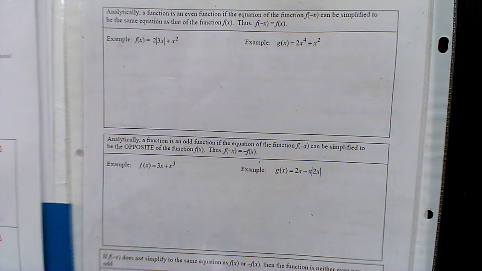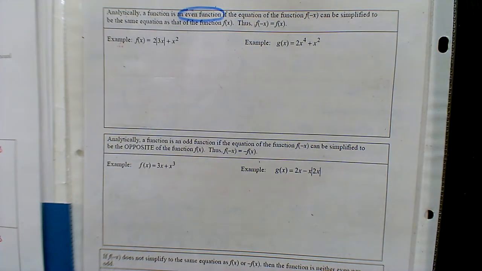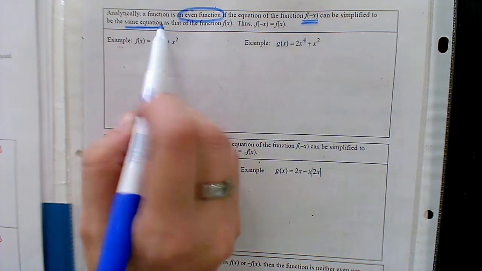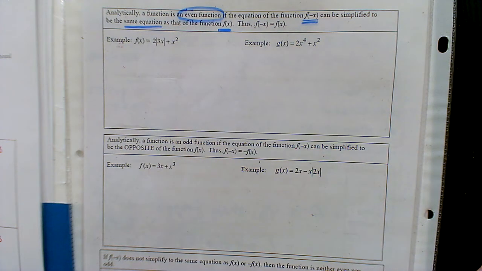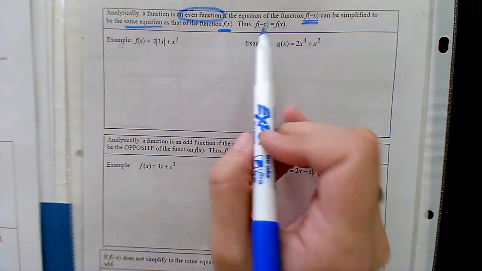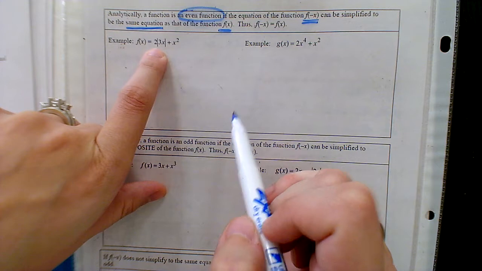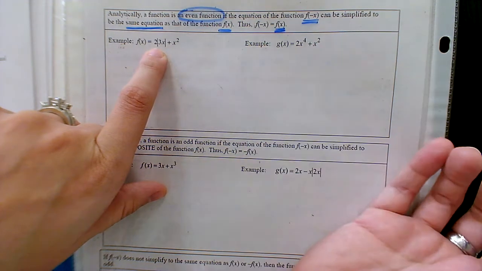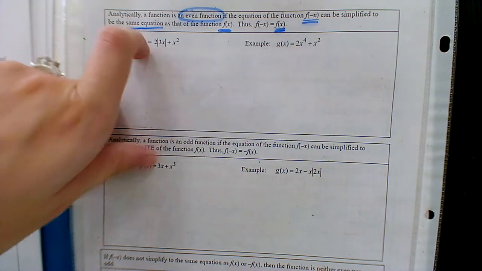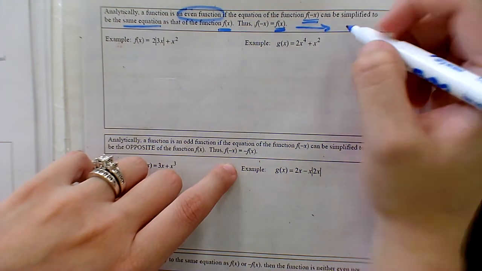Okay, so analytically, meaning by hand, a function is even if the equation of the function f of negative x can be simplified to the same equation as the original. So if you take a look at this notation, this is telling us if you were to plug in negative x into your equation, and you were to get out f of x, which is simply representing the original, then you know for sure you have an even function, meaning you can fold it across the y-axis.